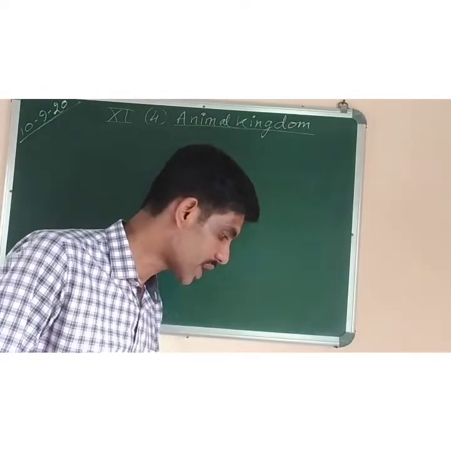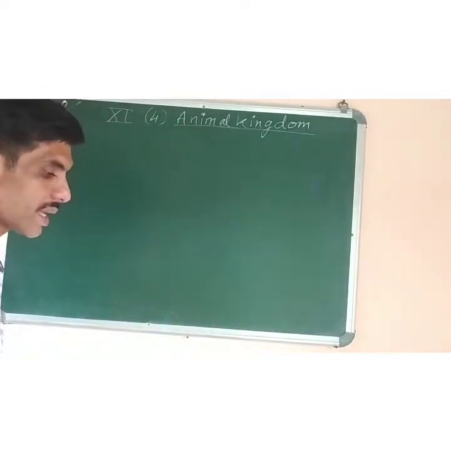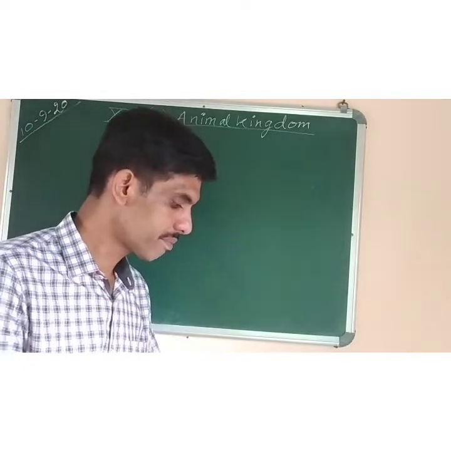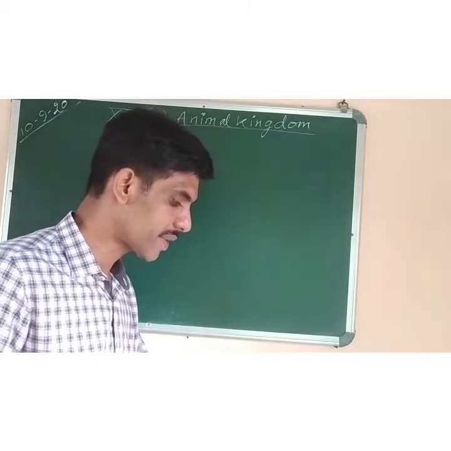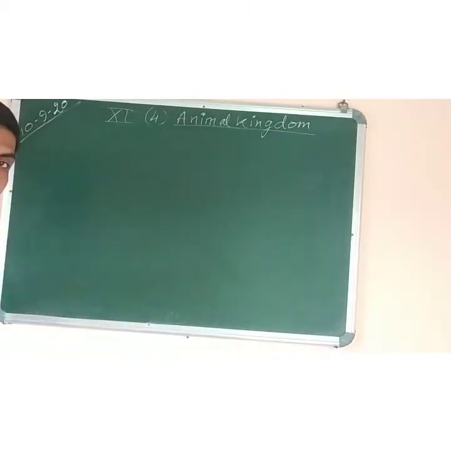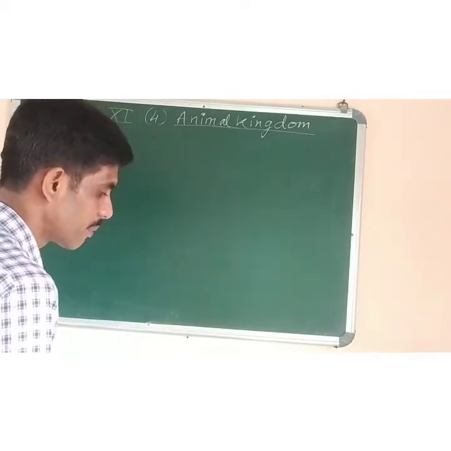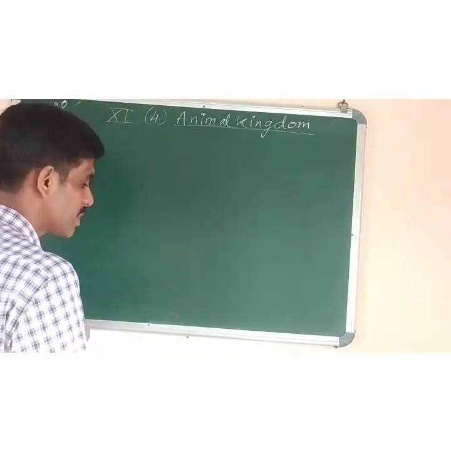So diagram is also there. You can see, the body cavity which is lined by mesoderm is called coelom. That is the definition of coelom. Our body cavity which is lined by mesoderm is called coelom. So in your book also you can see the diagram is given there nicely.